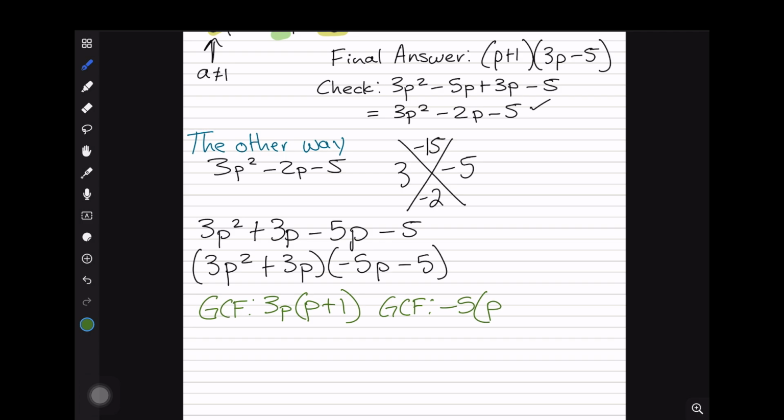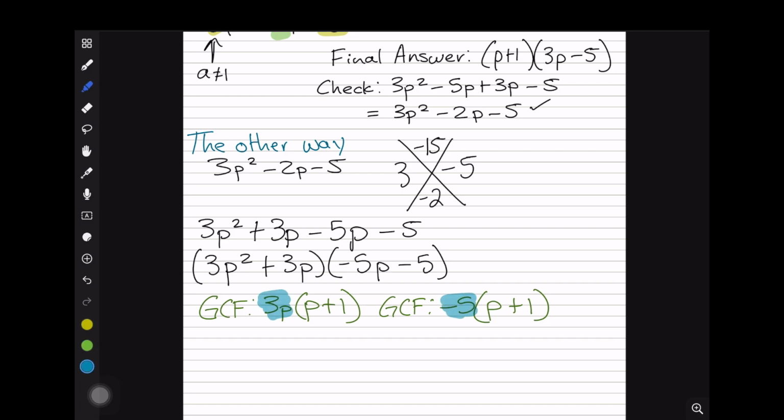Now, you have a negative 5. To get to negative 5, you're going to need a 1. So it's going to be plus 1. And now, because you have the same things in the parentheses, you have a p plus 1.